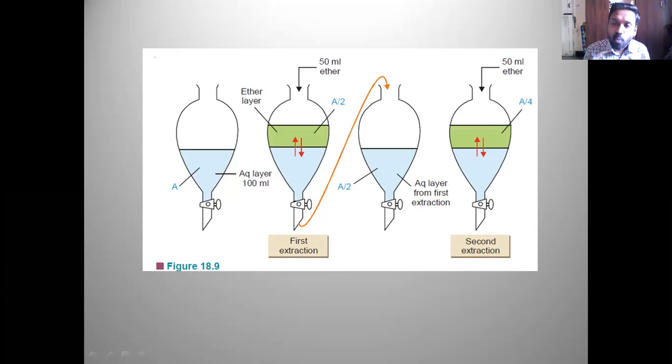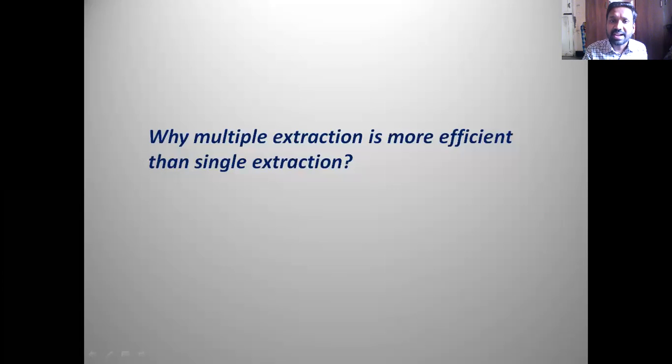Now, why should this multiple extraction be done? Why should we unnecessarily increase the number of steps? Isn't it laborious? Isn't it time consuming? Definitely it is. But there are several advantages of multiple extraction. The first advantage is you are going to extract the compound more efficiently in the multiple extraction process than in the single extraction process. Okay, so let us see why this multiple extraction is more efficient than single extraction.